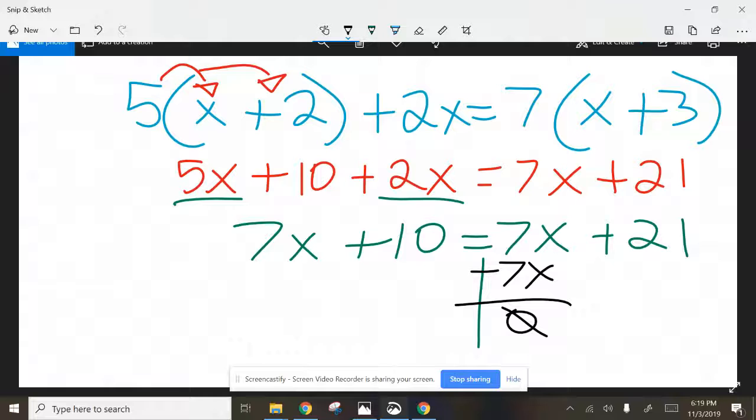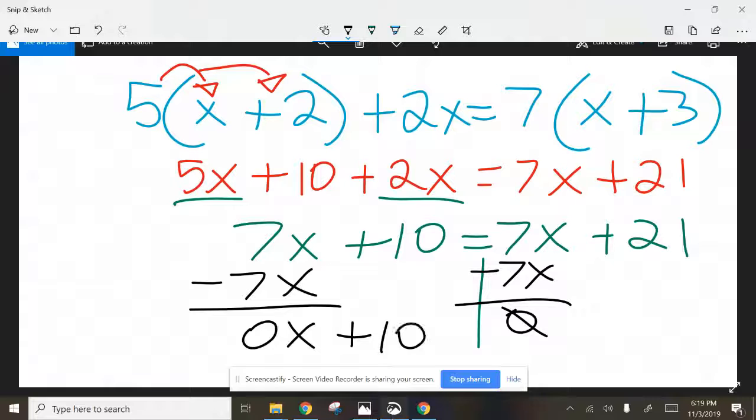We always did that, right? We always just moved it to the left and it got canceled out. But over here, when we do it, it becomes 0x. And in the book, they don't write 0x. They would just cancel it out completely. But for you, and the way I've taught this for years, I'm going to leave it this way. 0x plus 10 equals 21.